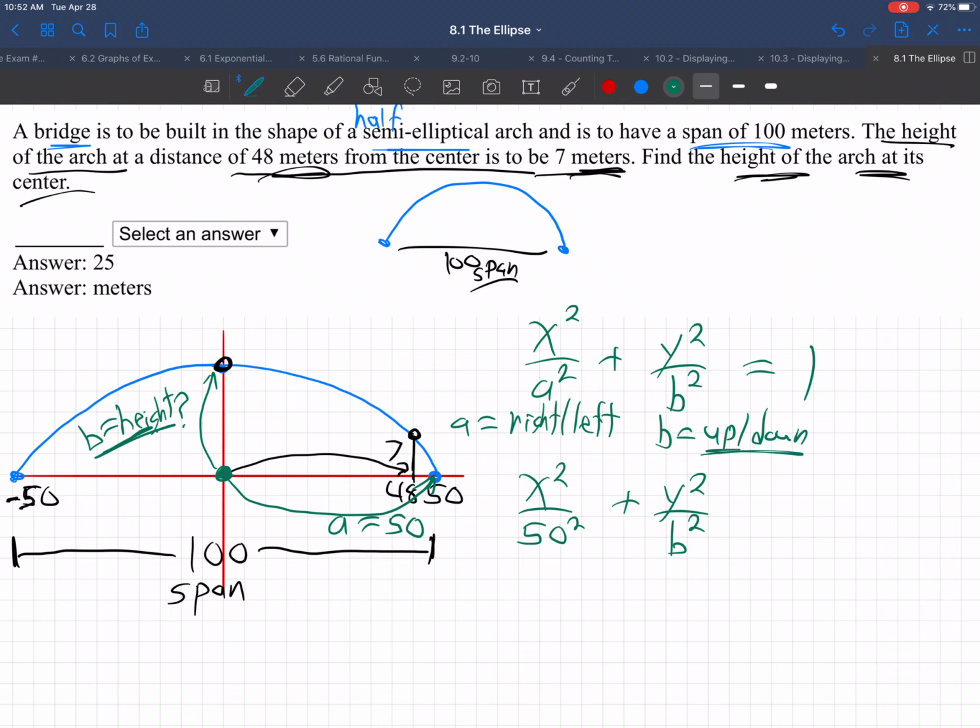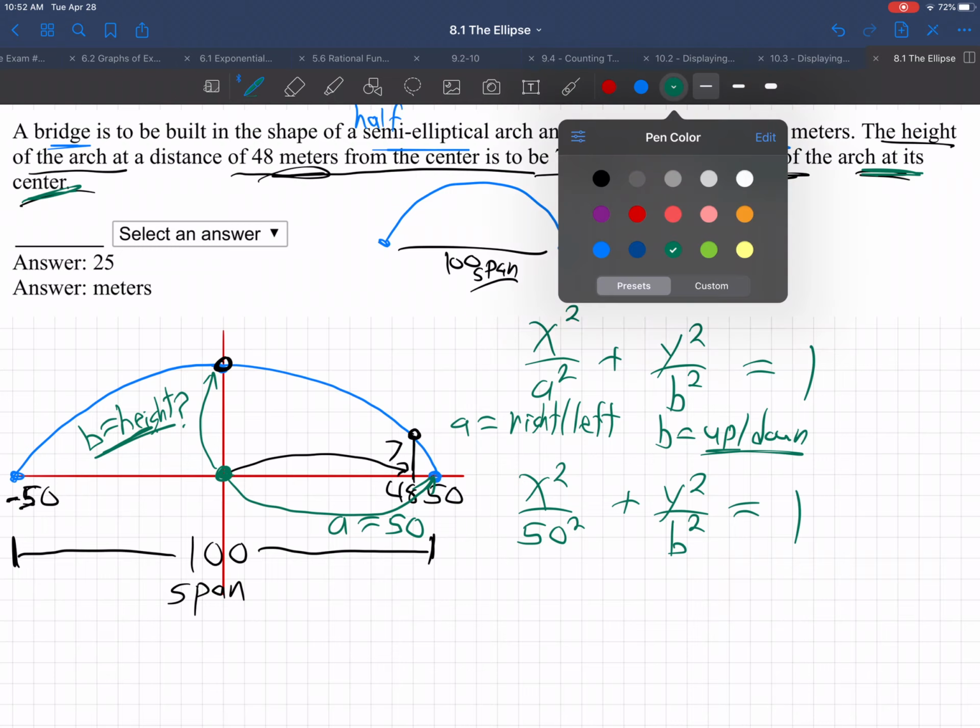That's what they want, right? Find the height of the arch at the center. Find B. So they want me to basically find B in the ellipse equation. That's what we're looking for. That'll be the real life height, the B in the ellipse equation. How are we going to do that, though? We don't know anything. Well, we do know one really important thing.